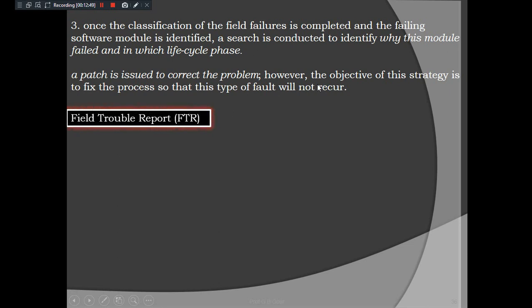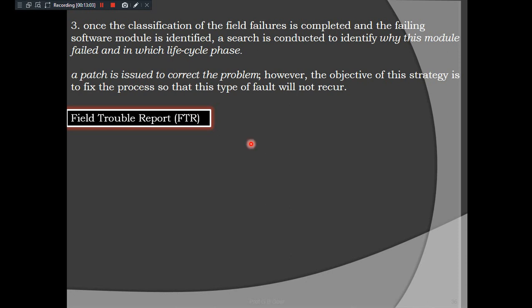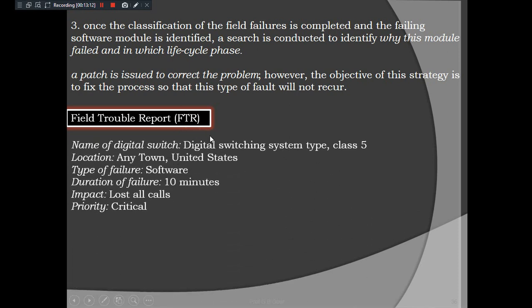Okay. So based on these things, a field trouble report will be done. It's something like an FIR, the First Information Report we do in some police cases. Here we'll do an FTR, the field trouble report, as it is called. Okay. So let us see what is happening here.